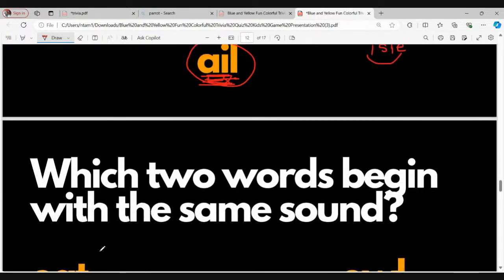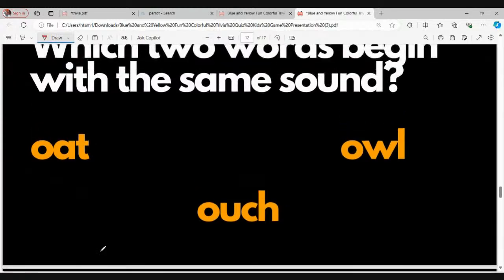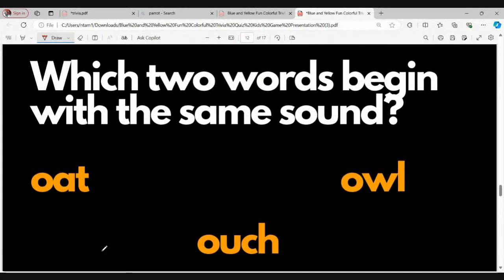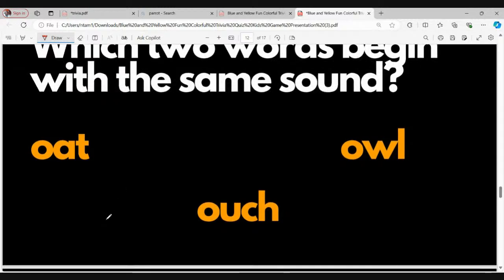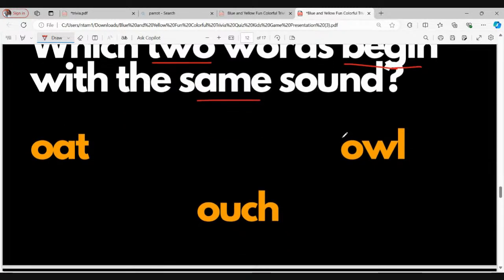And don't forget to practice using the words in your everyday language. Let's keep going, guys. So now we are going to be looking at words that sound the same, which means they should sound alike at the beginning. At the beginning, you mean at the start of the word. So let's look at these.